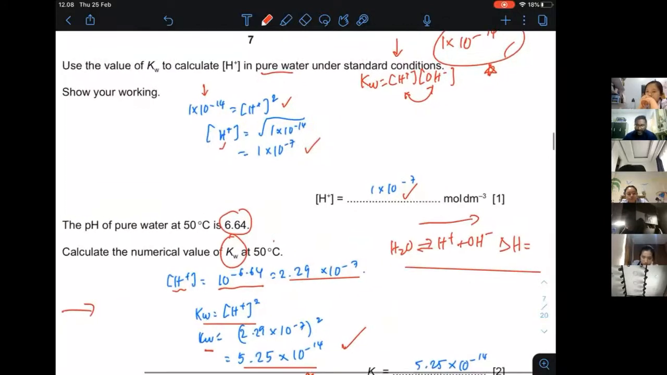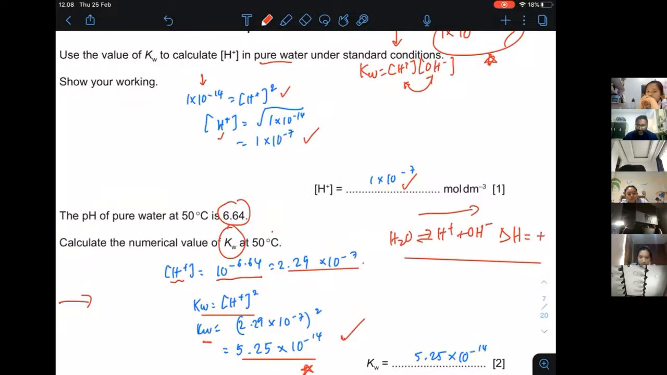So how to identify? Just see, when this is positive, this is going to be cold, this is going to be hot. So when I increase the temperature, I need to decrease the temperature. How do I decrease the temperature? By favoring towards cold. So you can see here, it's favoring to the right. So higher temperature favors endothermic reaction. I hope you still remember this. Temperature increase favors endothermic reaction. So the position of the equilibrium moves to the right. That's why the Kw increases.